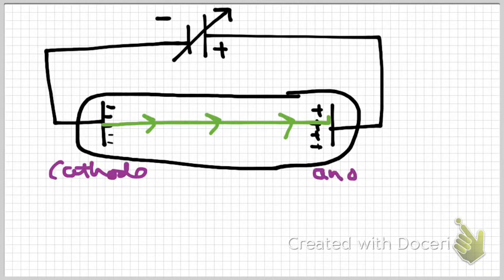Now we have special names for these electrodes. The one that has a negative charge is called the cathode. That's why this is called the cathode ray tube, because the ray is coming off the cathode. And the positive plate is called the anode. So those are special names for electrodes based on their charge.